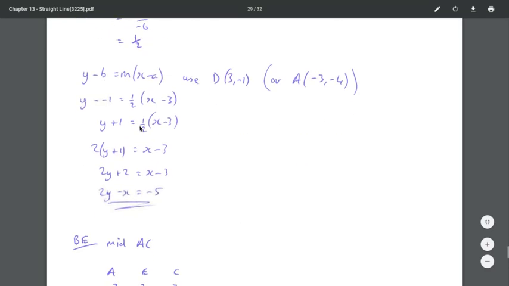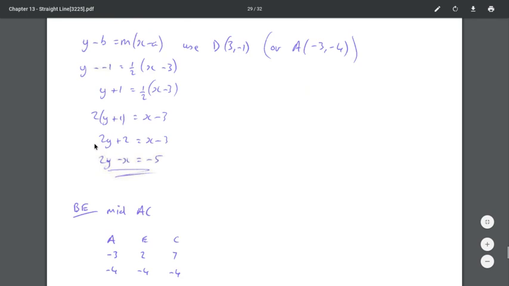So substituting at this point here, guys, I would double both sides. So 2 bracket y plus 1 would equal x minus 3. So we're doubling that side, also doubling that side, so that eliminates any fractions at the start. Expand the brackets and tidy up.